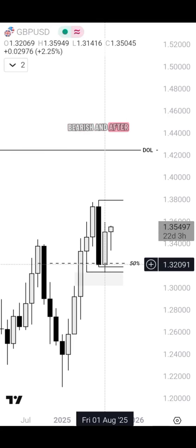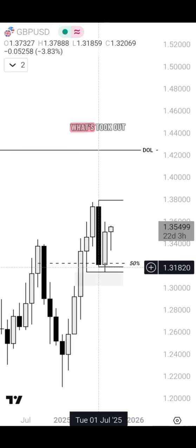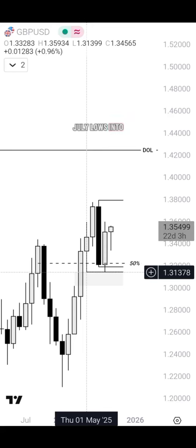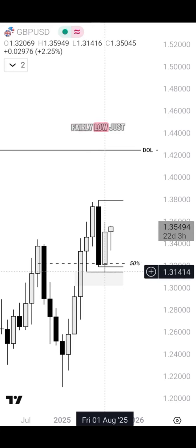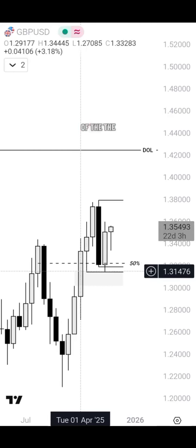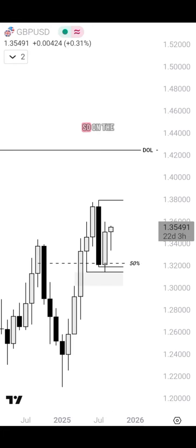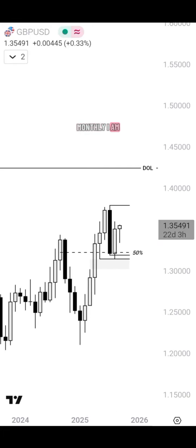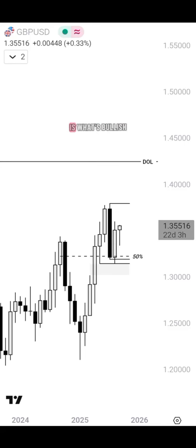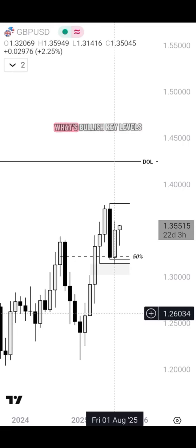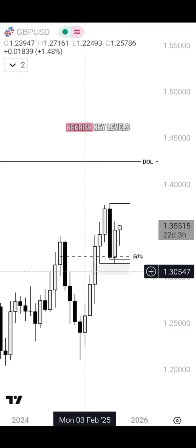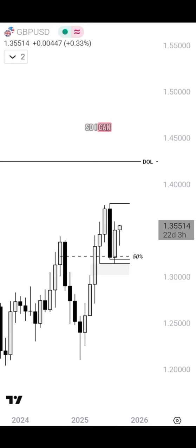And after that, August took out July lows into this key level, which is the fair value gap, just touched the higher portion of the fair value gap, and rejected. So on the monthly, I am saying that the narrative is bullish. Why we are going up is bullish, because price is respecting bullish key levels and disrespecting bearish key levels. So I can safely look for buying opportunities on the weekly time frame.